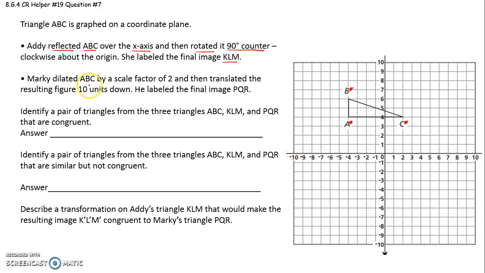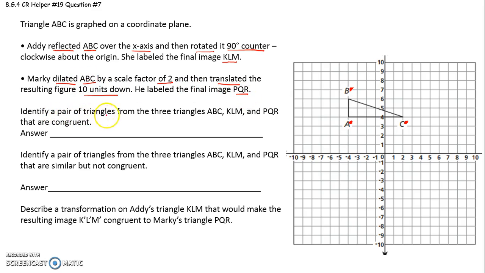Markey dilated ABC by a scale factor of 2, then translated the resulting image 10 units down. So now Markey decided to dilate ABC by a scale factor of 2 and then translated it 10 units down. He labeled that image PQR. It's important to know as soon as we start blowing things up or shrinking things down that we are going to create similar figures but not congruent figures.